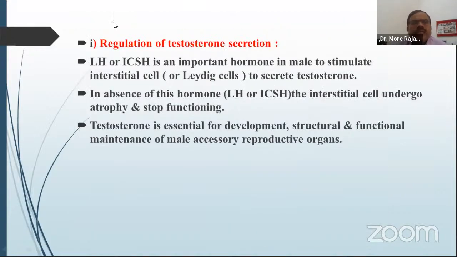Now, here is again the regulation of testosterone secretion. LH, or luteinizing hormone, also called the interstitial cell-stimulating hormone, is the important hormone in the male which stimulates the Leydig cells to secrete testosterone. In the absence of LH, the interstitial cells undergo atrophy and stop functioning. And testosterone is essential for the development, structural and functional maintenance of male accessory reproductive organs.